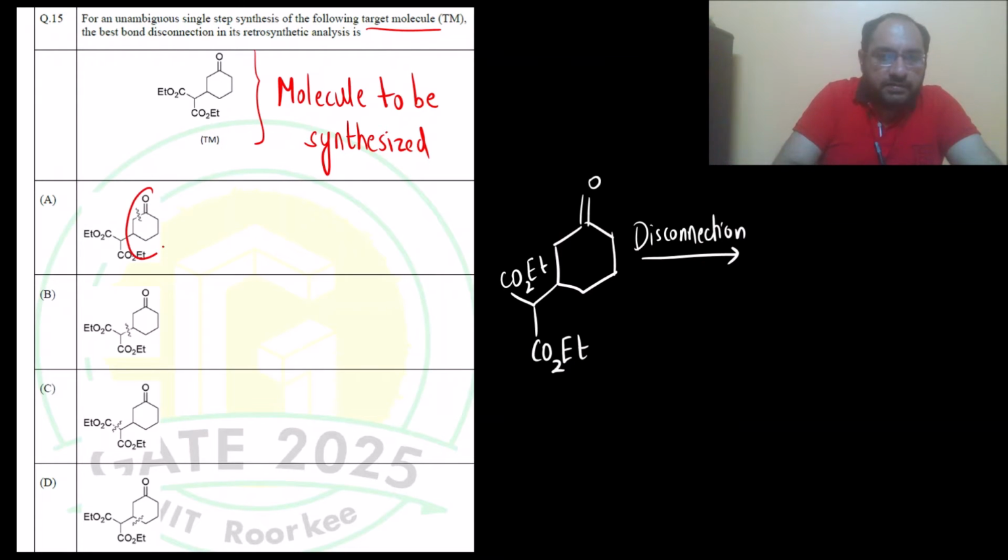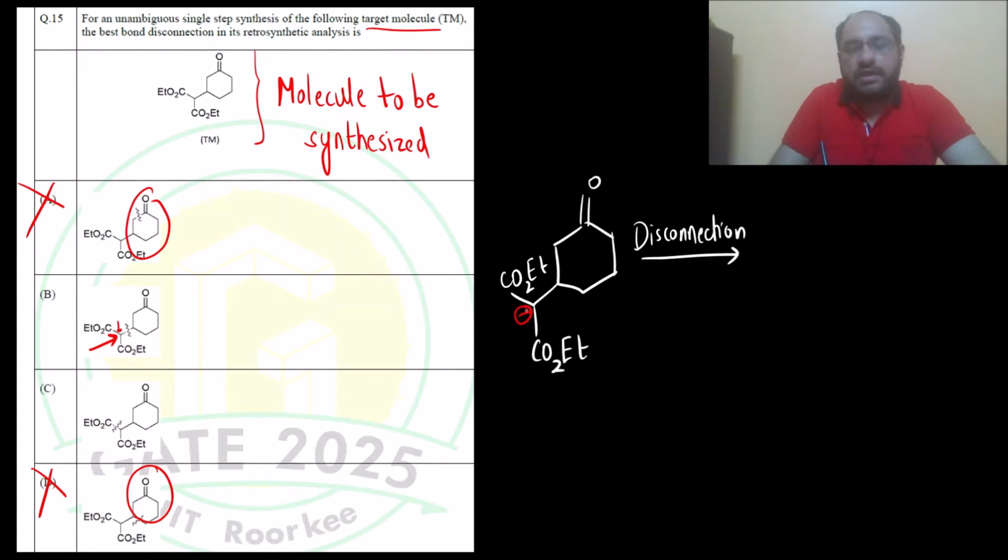So you know a 6-membered ring is stable, so breaking this would be a bad disconnection. Okay, so these two options, A and D, are eliminated. Between B and C, you know this is an active methylene carbon. Here if you form a negative charge, you can easily form the enolate. So that is why we will break this bond. Like that. This is called a curvy disconnection arrow. Option C will be incorrect.